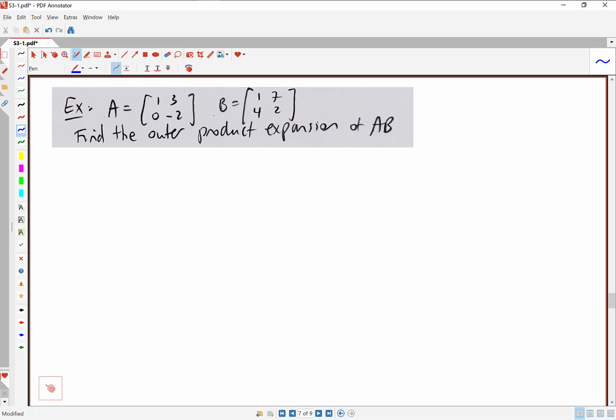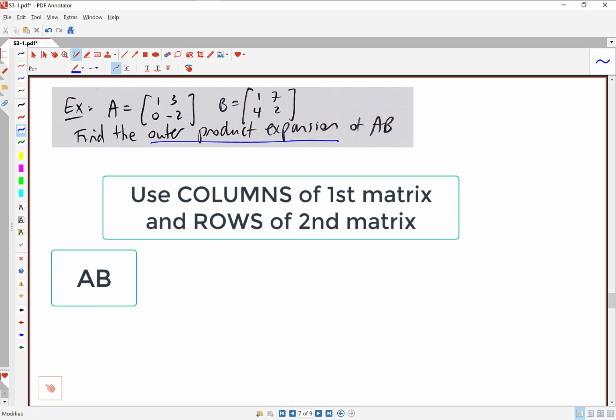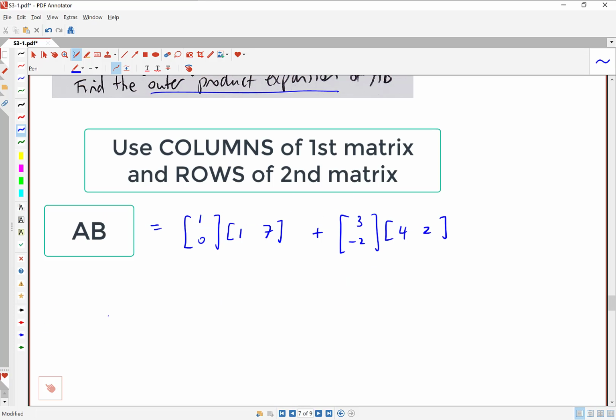So here are two matrices, A and B. We're going to find the outer product expansion of AB. And then what the outer product expansion tells us to do is multiply the first column with the first row and add on the second column with the second row. If you had 3 by 3 matrices here, then you would have 3 terms in this sum. Okay, and then let's see what happens when we do these multiplications.